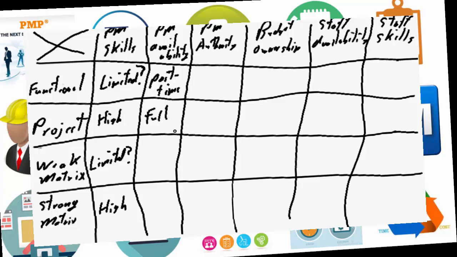for project management. The weak, the same as the functional, because it is the same manager from the line management area, again is going to be part-time, where the strong matrix, the assumption is because they are the staff PM, their availability is going to be 100%.